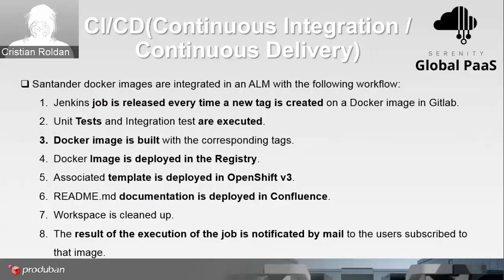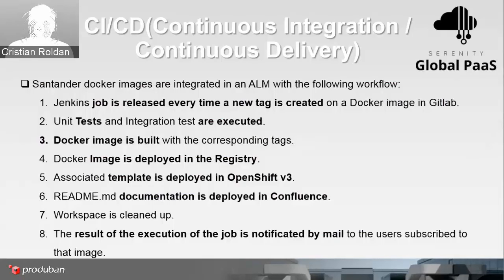I have to tell you that today I'm going to explain the process of release of the image. The development process of the image follows a different flow. As you can see in this slide, first of all, we tag the Docker image in Git. Jenkins jobs are released every time a new tag is created on a Docker image in GitLab. So Jenkins checks out the tag version into the Jenkins workspace, and once the image code is downloaded, unit tests and integration tests are executed.